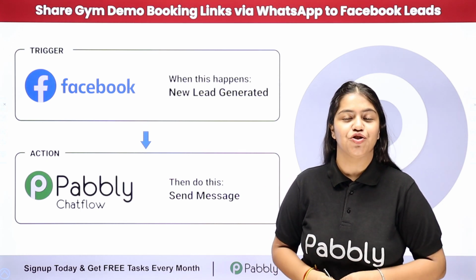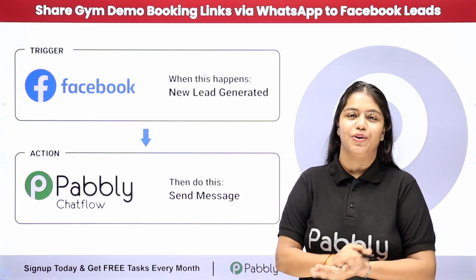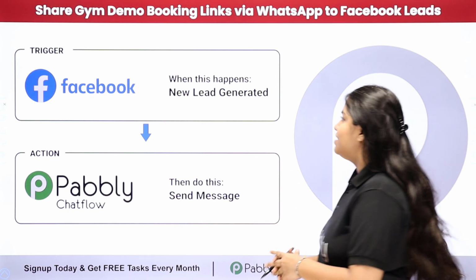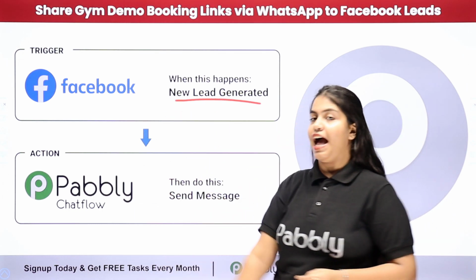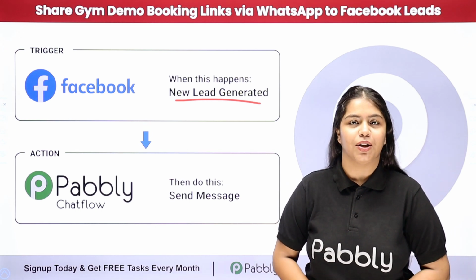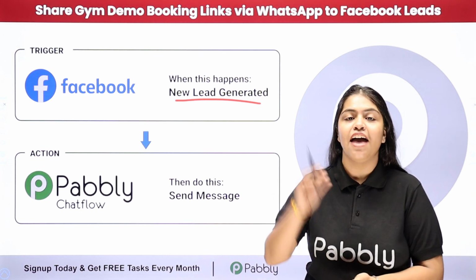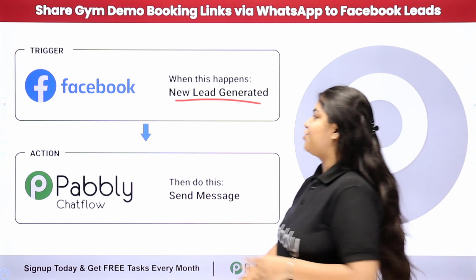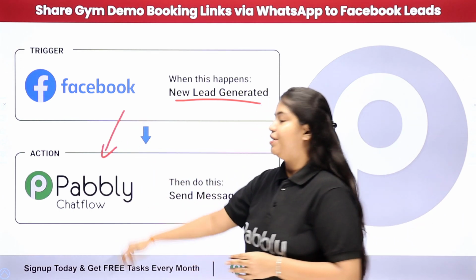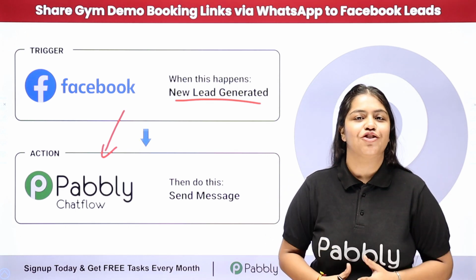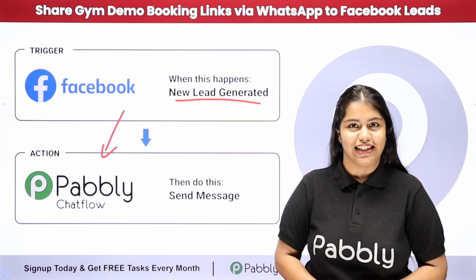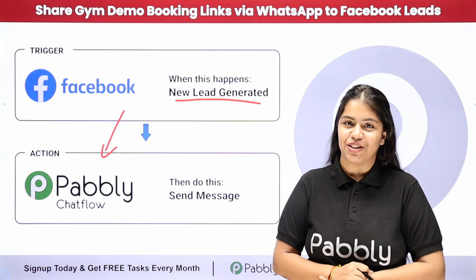So over here I'm running a gym and we also use Facebook lead ads to get more leads for our business. So now what I want is that as soon as we receive a new lead through Facebook lead ads, I want to send an automated WhatsApp message to all my leads with the demo booking link. So to do this, we are simply going to create a connection between Facebook lead ads and Pabbly chat flow. So to create this connection without knowing any programming or coding language, we are going to use Pabbly Connect. It is an amazing automation software.